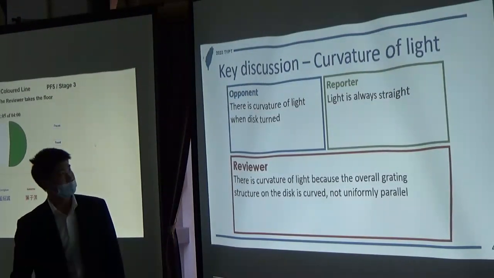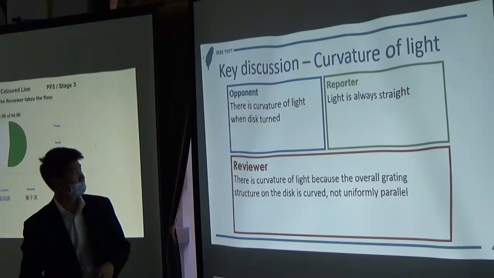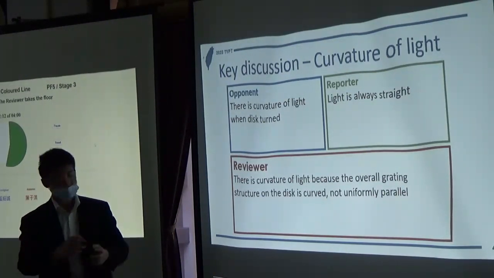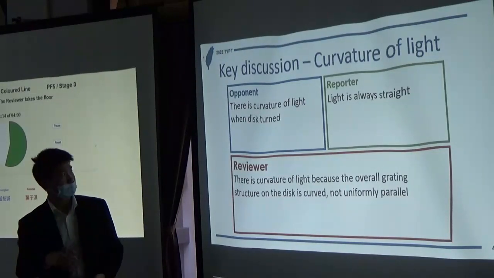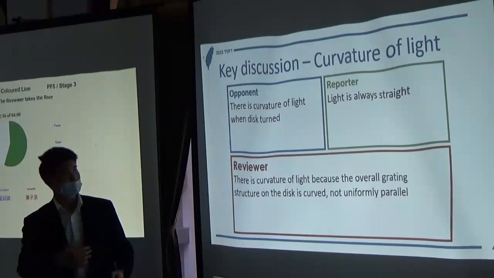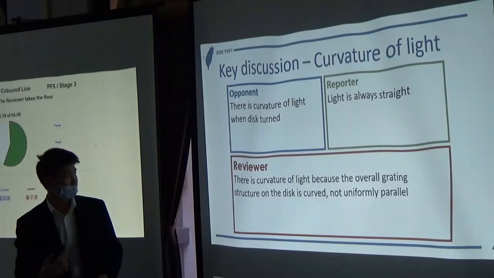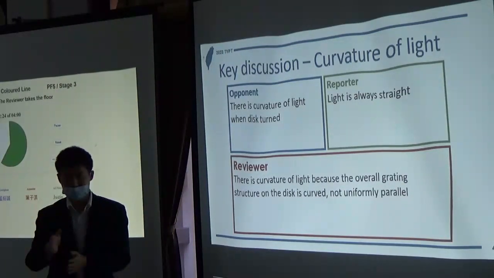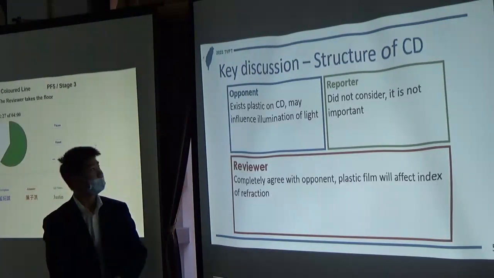Going on to key discussion, they first talked about the curvature of light, and the opponent asked why there is a curvature of light when the angle is turning around. And then the reporter said the light is always straight. However, we disagree with the reporter, because there is a curvature of light due to the overall grating structure in the disc; it curves around and is not always uniformly parallel.